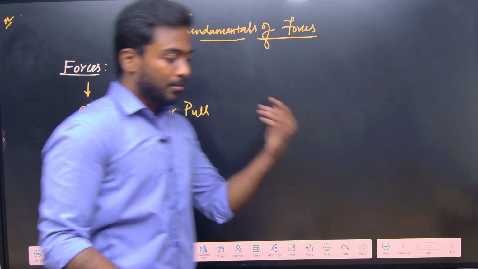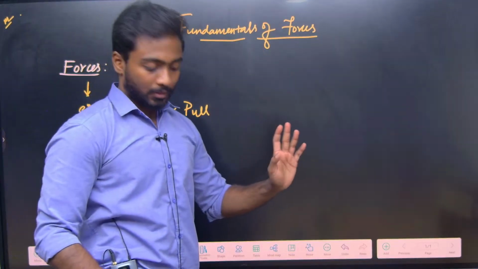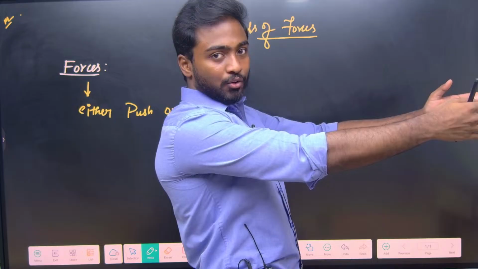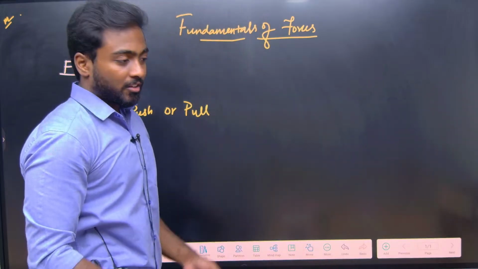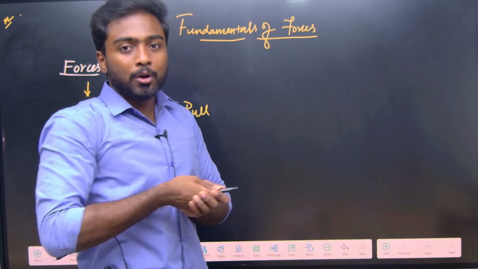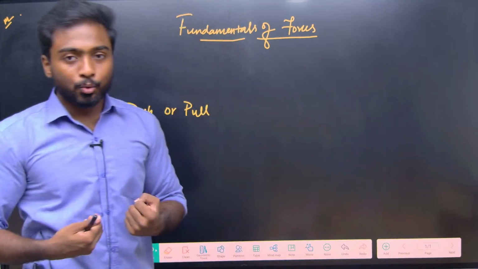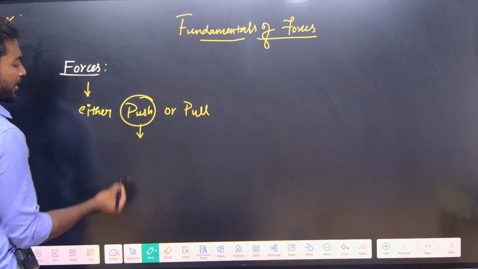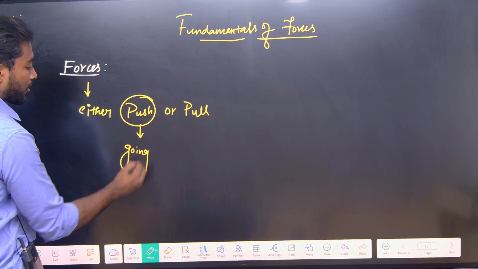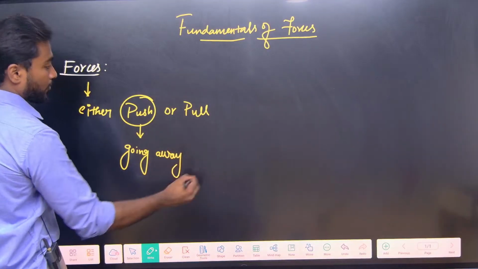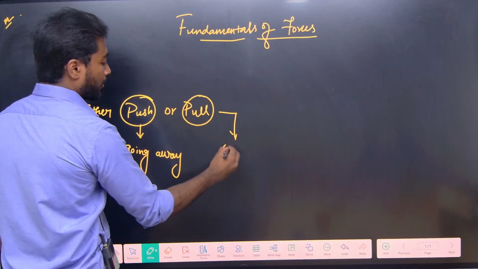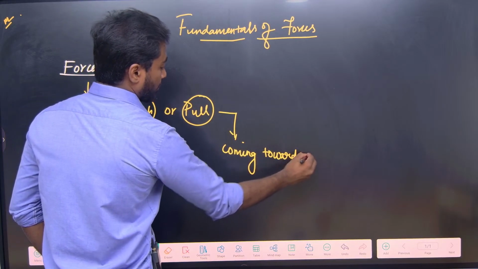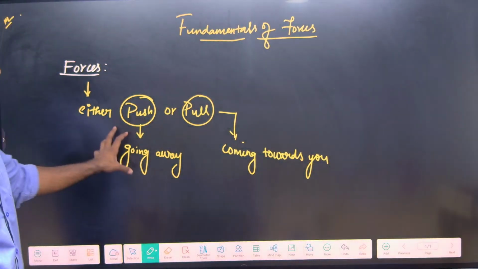Push in the sense that it is away from me. I am pushing the object, like I am giving the force in the opposite direction of me. And pulling the object in the sense I am dragging the force towards me. Like I am getting the force towards me, I am pushing the force away from me. So push is nothing but going away, and pull is nothing but coming towards you. I am just giving the basic explanation of the direction.